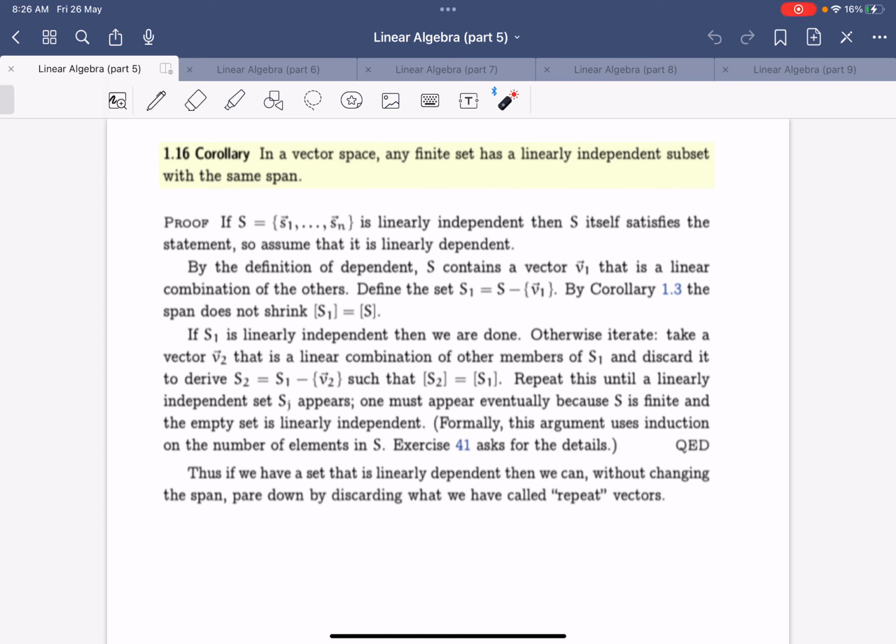If not, you can just do the same process where you find the vector that is a linear combination of all the others and disregard it. And you can keep doing so because it is finite. And in the end, even if it ends with an empty set, it will fulfill the condition that it is linearly independent. So the idea is that you throw away the redundant vectors from any spanning set.